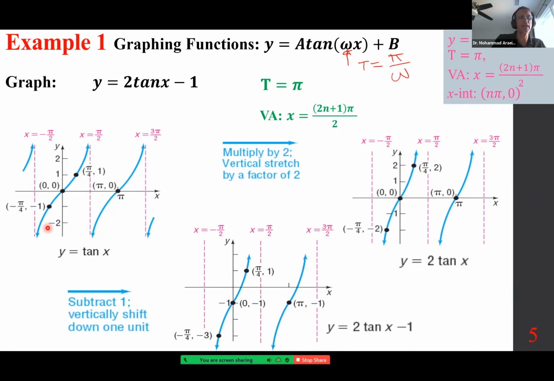So we start with tan x. Multiplication by 2 will multiply the y coordinate by 2 and then subtract 1 from each y coordinate. So the transformation will do the job. It's important to pay attention that the period is not changing.